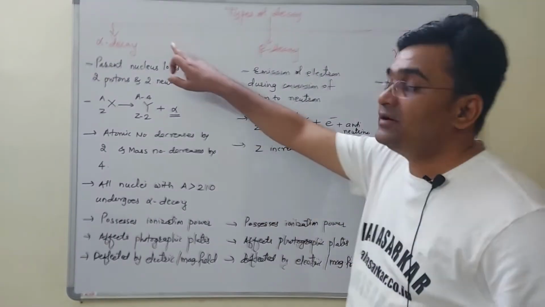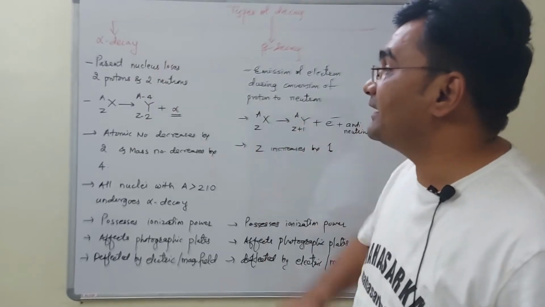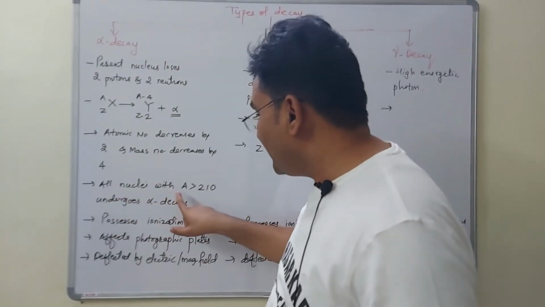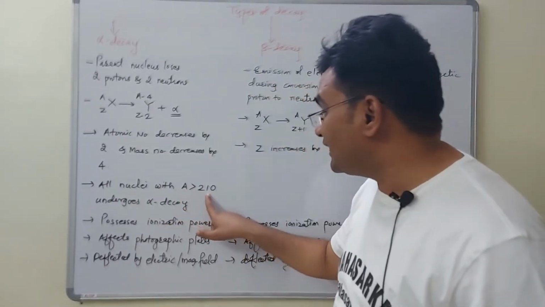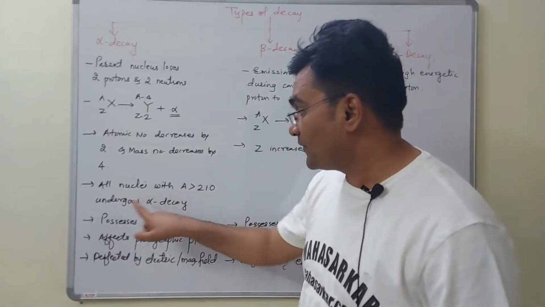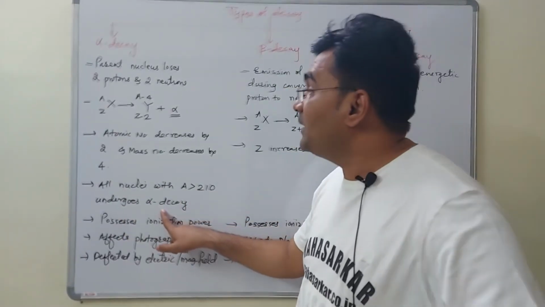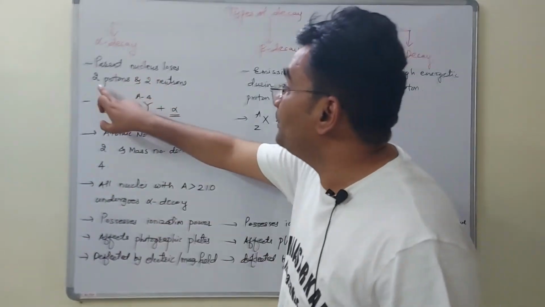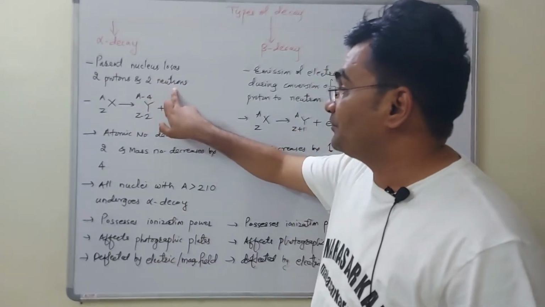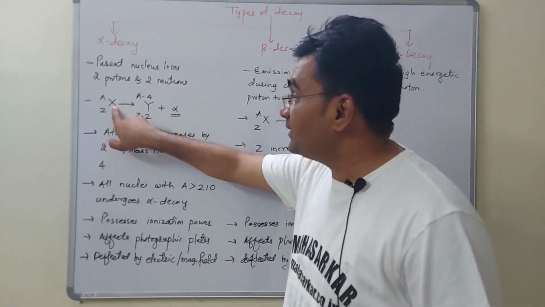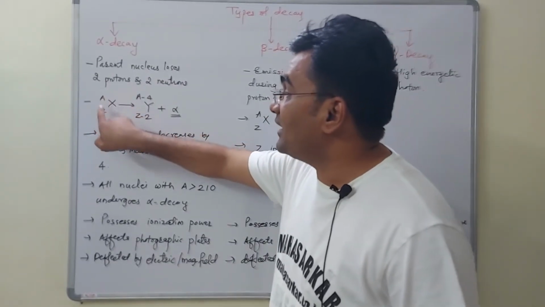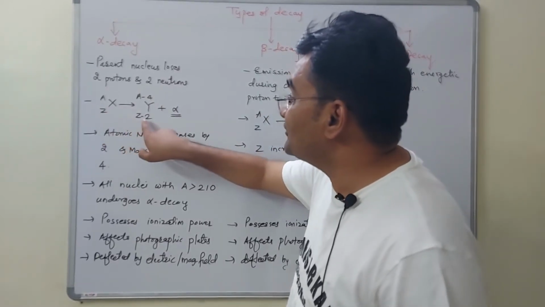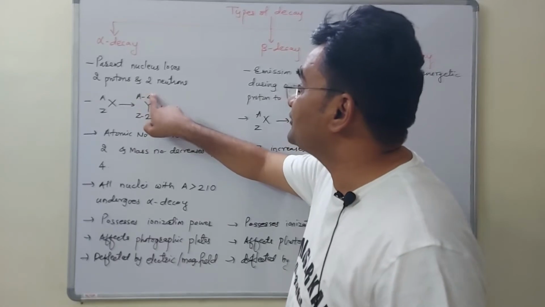So let's learn first about alpha decay. So what is alpha decay? Every element whose atomic mass is greater than 210 undergoes alpha decay. In alpha decay, the parent atom loses 2 protons and 2 neutrons. So if X is any element with mass number A and atomic number Z, then Z is decreased by 2, A is decreased by 4.